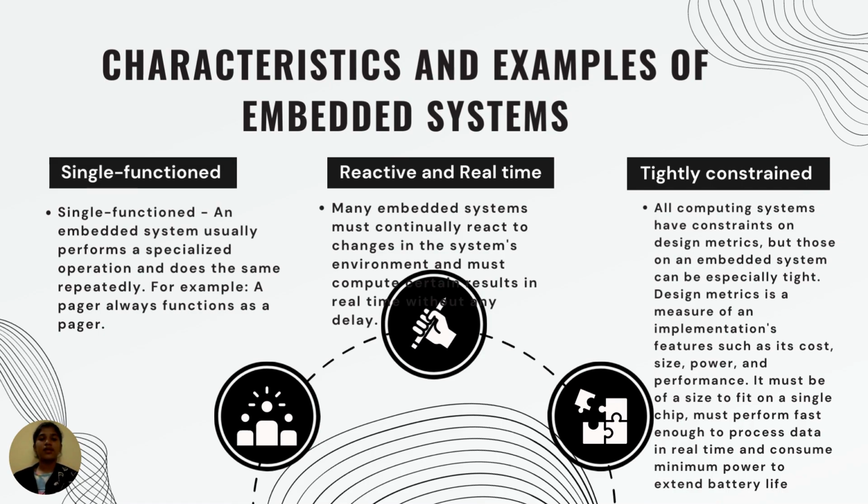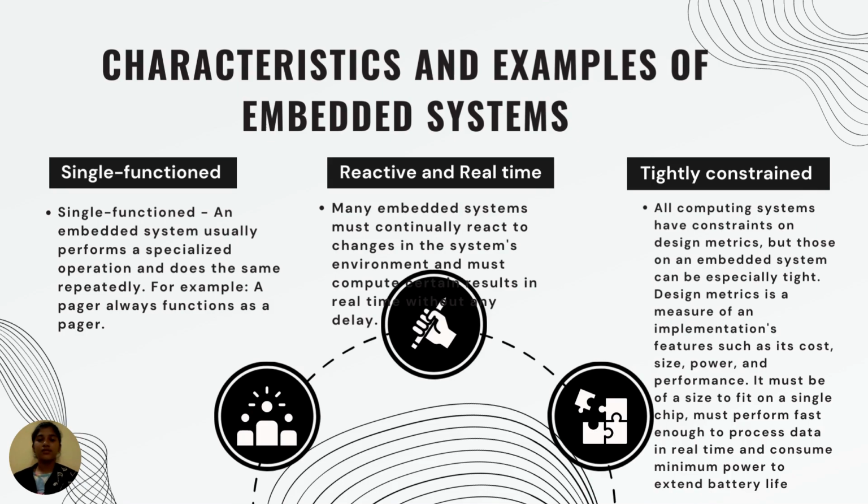Characteristics include single function. An embedded system usually performs a specialized operation and does the same repeatedly. For example, a pager always functions as a pager. Secondly, reactive and real time. Many embedded systems must continuously react to changes in the system's environment and must compute certain results in real time without any delay.